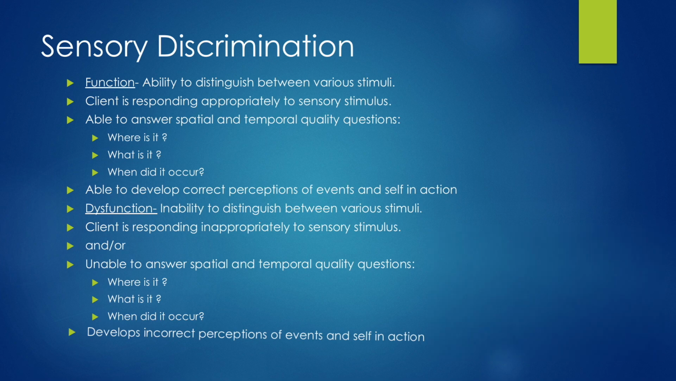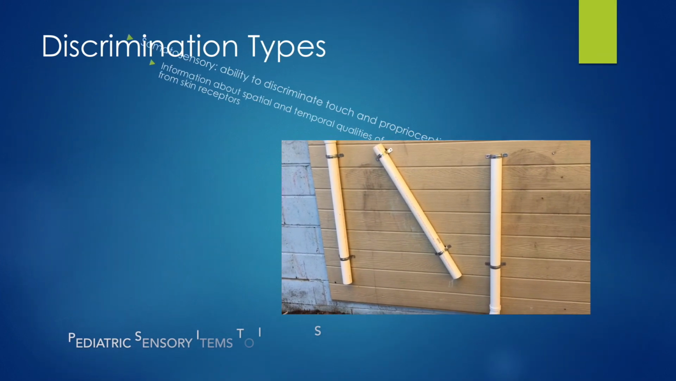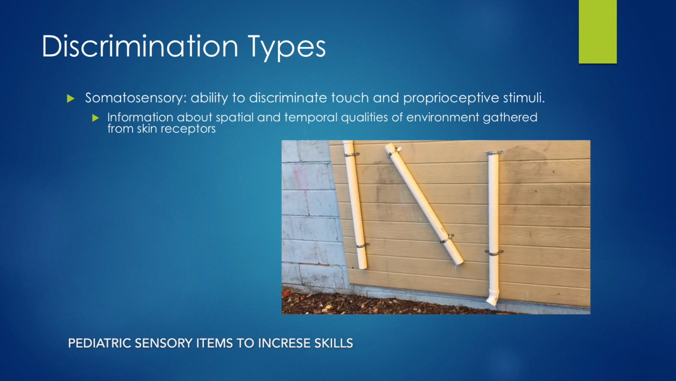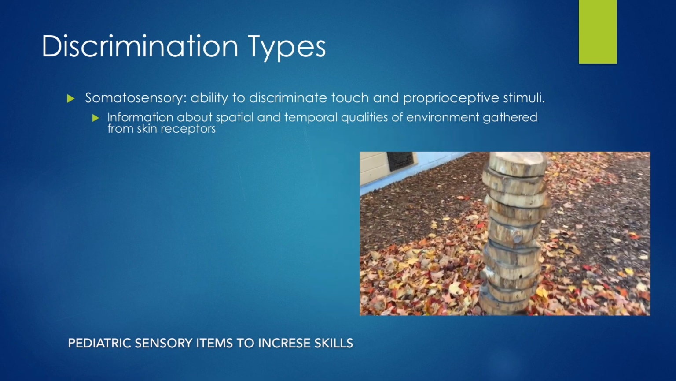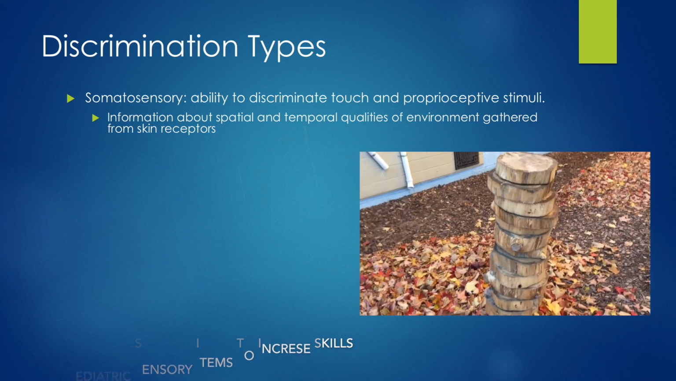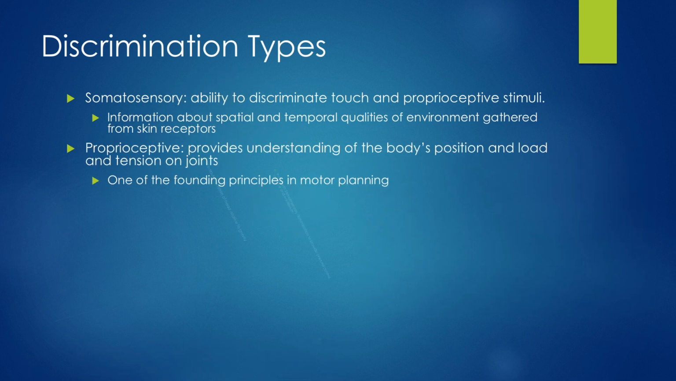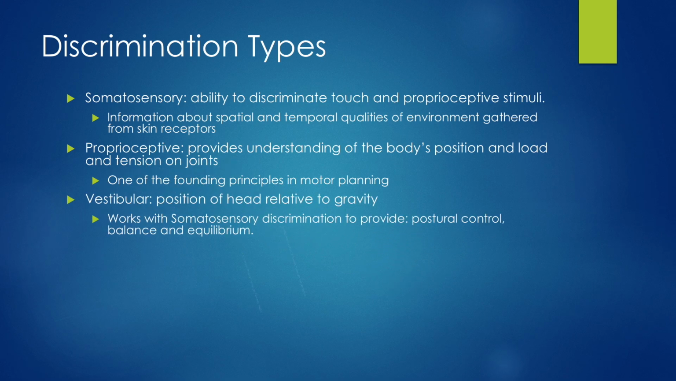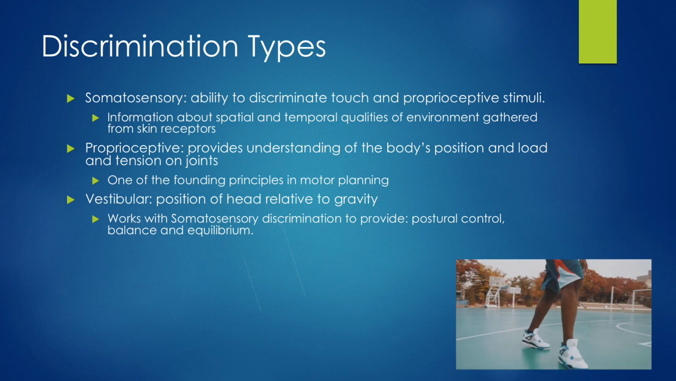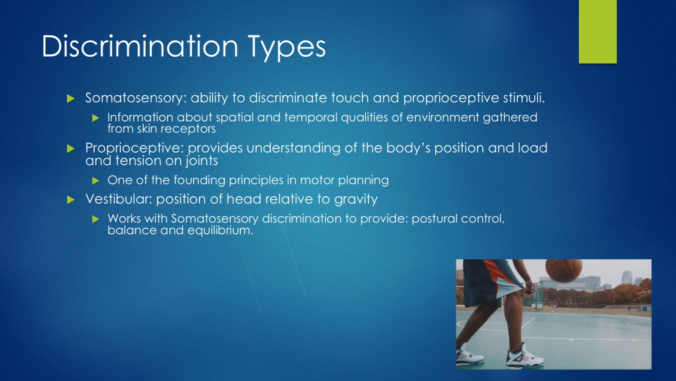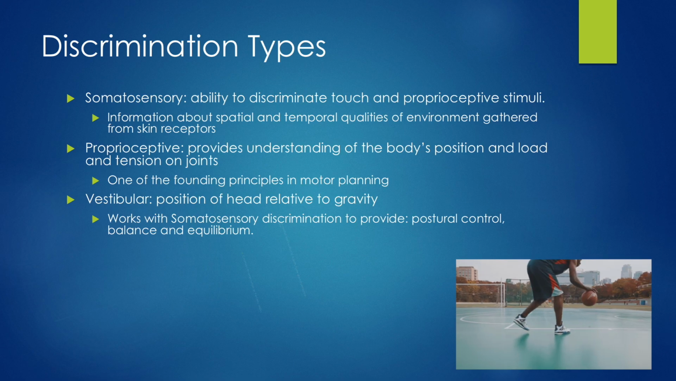In terms of sensory discrimination, somatosensory is the ability to discriminate touch and proprioceptive stimuli. This includes information about spatial and temporal qualities of the environment gathered from skin receptors. The proprioceptive discrimination provides understanding of the body's position and load and tension on joints, and it is one of the founding principles of motor planning. Another discrimination type is vestibular. This is the position of head relative to gravity. As you can imagine, this works with the somatosensory discrimination to provide postural control, balance, and equilibrium, which are used in everyday tasks.